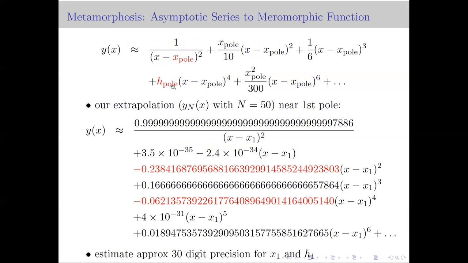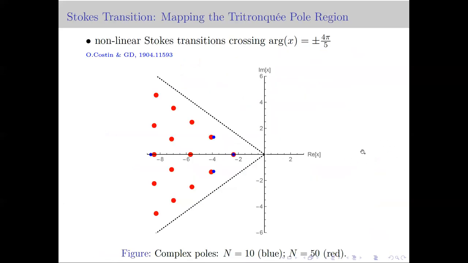The next term should be this next parameter, which in the literature was known to maybe 10 decimal places, but here we have 30-something decimal places. The next term should be 0, almost 0 to 30 digits. And the next term should be the pole value squared divided by 300. So this thing here, squared divided by 300, and this agrees to 30 digits. Okay, so it's really quite remarkable that starting from this perturbative information with only, in that case, 50 terms, we can actually reconstruct a completely different analytic structure of the solution.